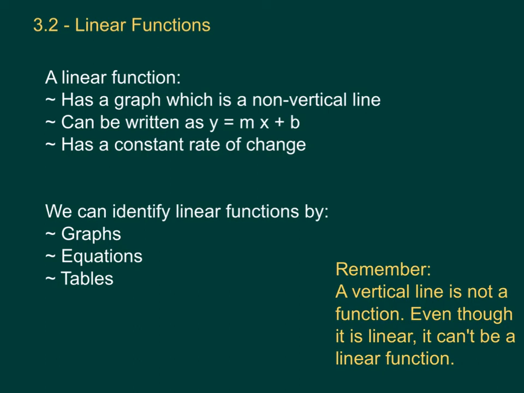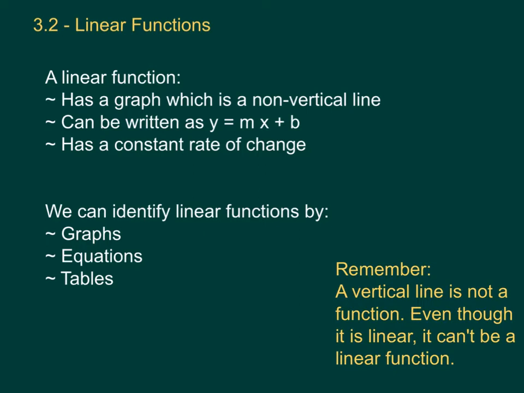Section 3.2, linear functions. A linear function can be described in a few different ways. It has a graph, which is a non-vertical line. It can be written as y equals mx plus b, and it has a constant rate of change. These are three characteristics that actually all say the same thing, just in different interpretations.